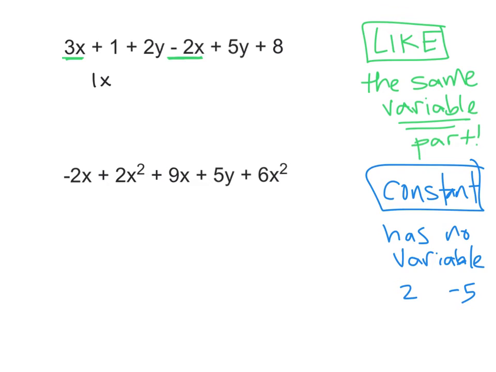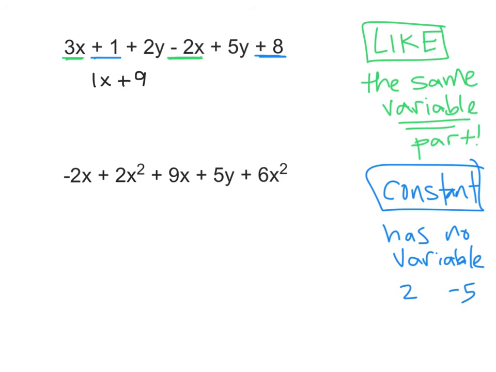All right, so this is called a constant, and I'm going to again underline the symbol in front of it, the operation positive 1, and I'm going to look for another term that does not have a variable part, and that is over here, a positive 8. So positive 1 and positive 8, when combined, gives us positive 9. 1 plus 8.